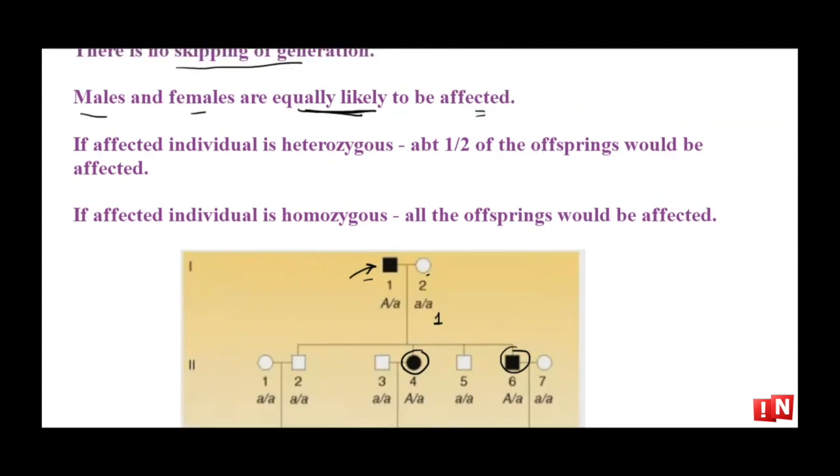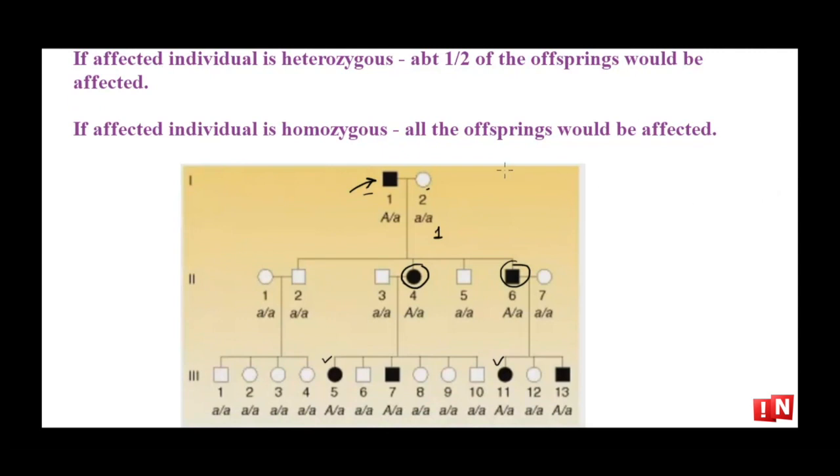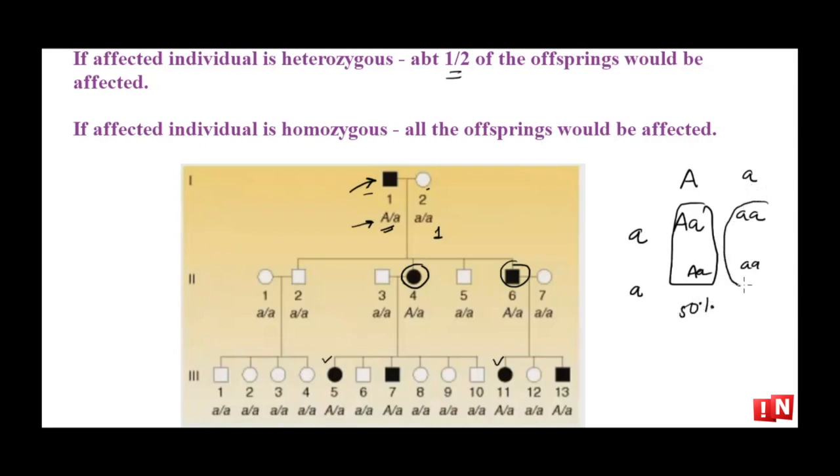All right. Now, if you see the probability, if an individual is heterozygous who is affected, that means there is only one allele for that particular disease, half of its offspring would be affected. Let me just make it simple. Take a Punnett square. This is the affected individual and the other individual is normal. Look at this. Out of 4, 2. That means 50% is affected and the other 50% is going to be normal, right? It's just a random probability that if the affected individual is heterozygous, half of its offspring is going to be affected.